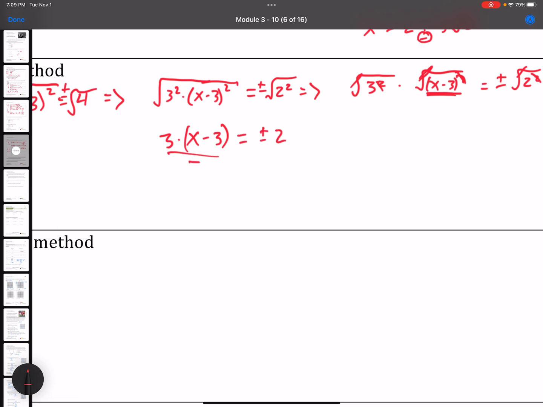Now I can go ahead and simplify using PEMDAS, right? Use the parentheses last, and I've got x minus 3 is equal to plus or minus 2/3.